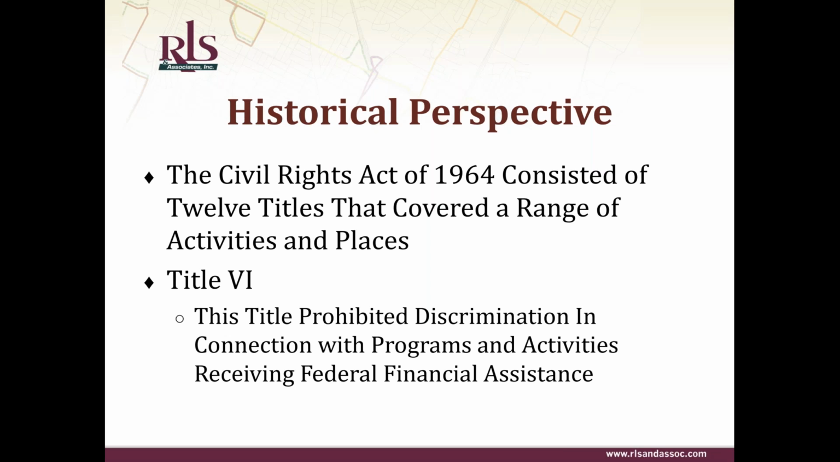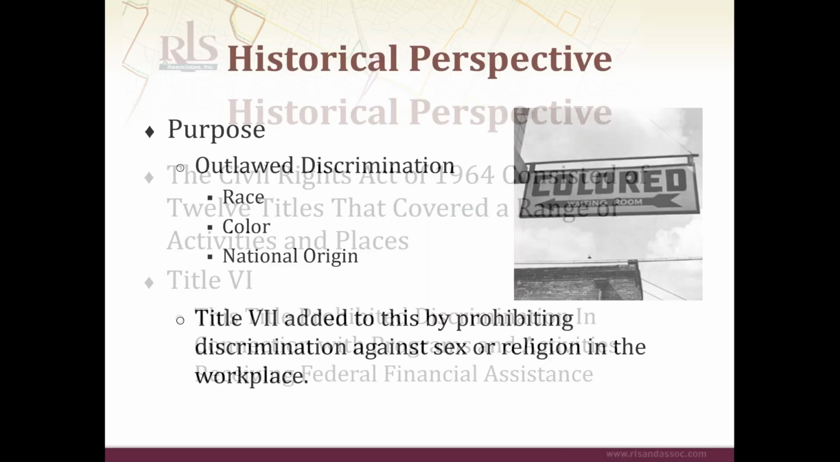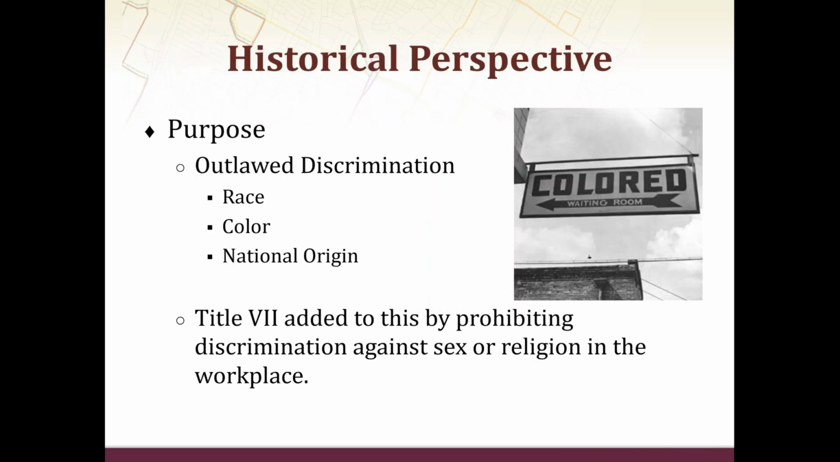And so the Title VI that we'll be talking about today, we're going to be looking at it from a transit focus, but it's going to be prohibiting discrimination in connection with programs and activities for any agency that receives really any type of federal financial assistance. Its purpose was to outlaw discrimination on the basis of race, color, and national origin.